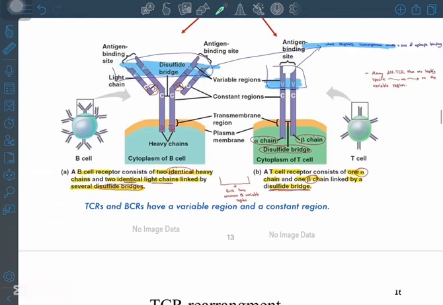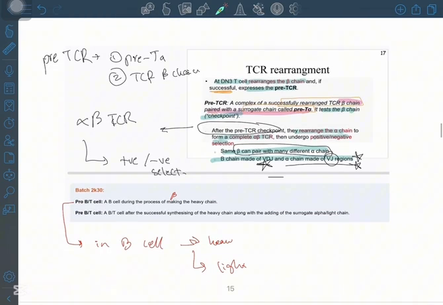We have the alpha chain and the beta chain. Now at this stage, which we call the pro-T cell, is basically the process during the making of the beta chain. I want you to keep one thing in mind: when I mean beta chain in T cell, this corresponds to heavy chain in B cell. So heavy in B and beta in T.